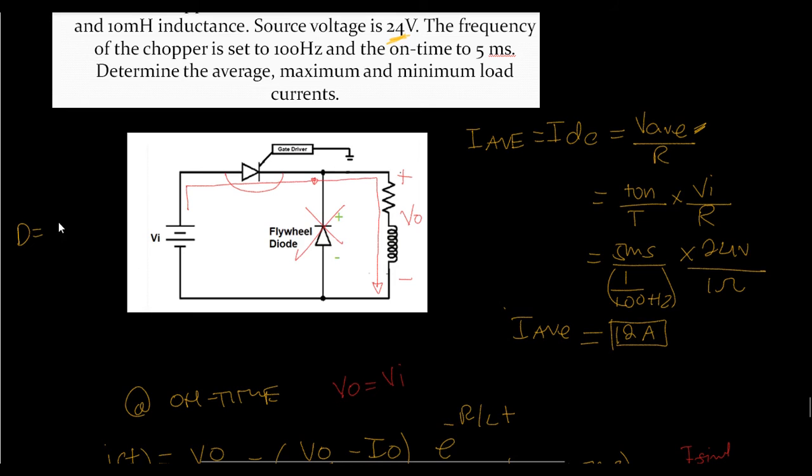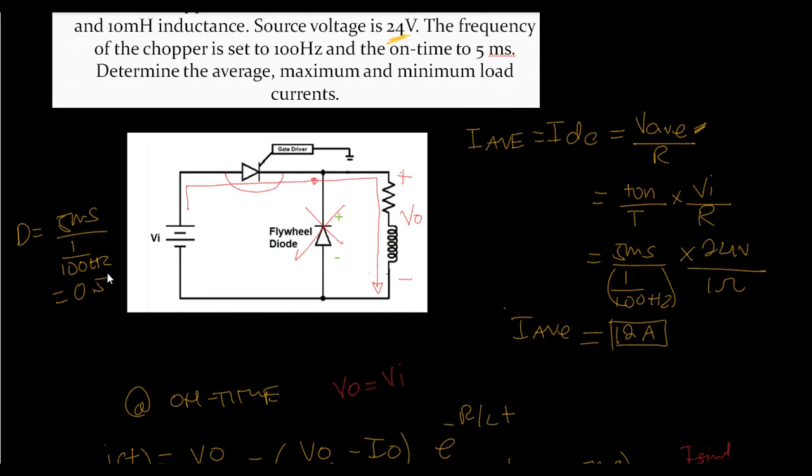D is equals to 5 millisecond divided by the period. So, yung period natin ay 1 over 100 Hertz. So, I think this is 50%, 0.5 times 100. So, 0.5 na, no? So, 50% yung duty cycle natin.